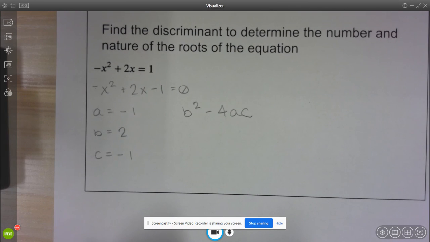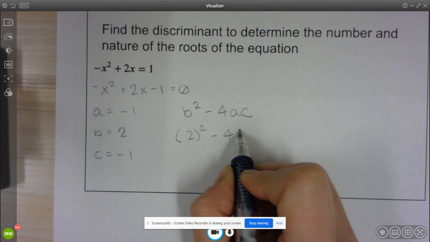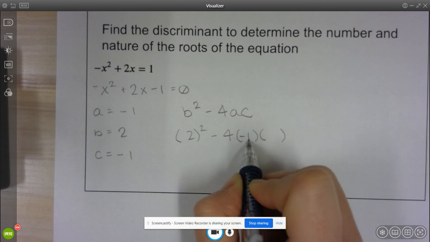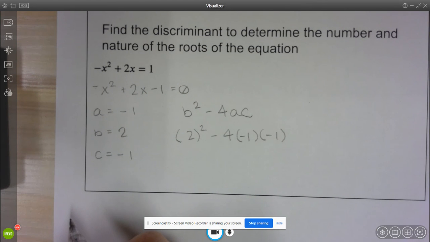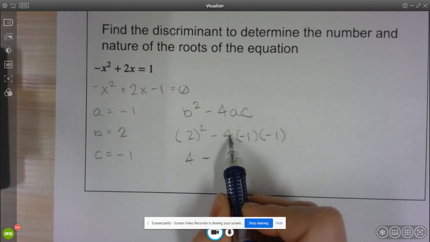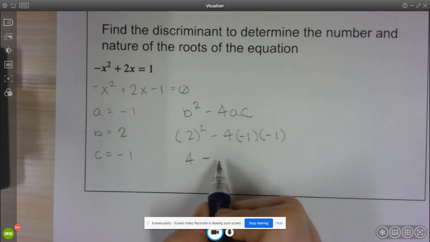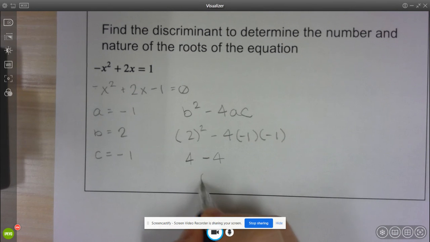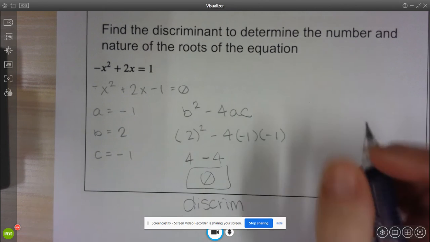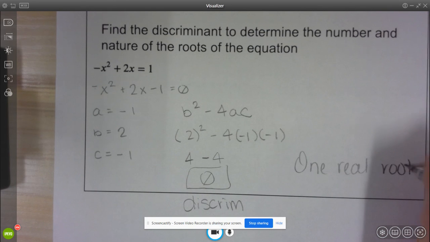Substituting into b squared minus 4ac. So I have 2 squared minus 4 times -1 times -1. 2 squared gives me 4. -4 times -1 gives me +4 times another -1 gives me -4 again, which is going to give me a discriminant of 0, which means I have 1 real root.